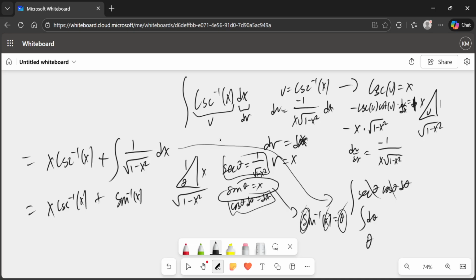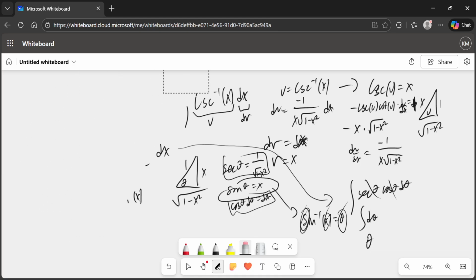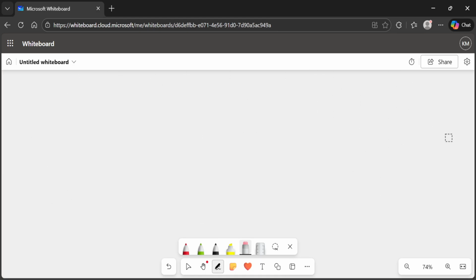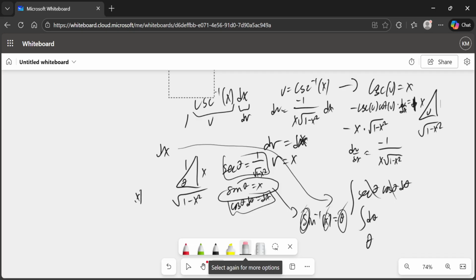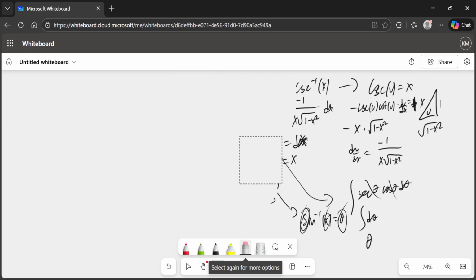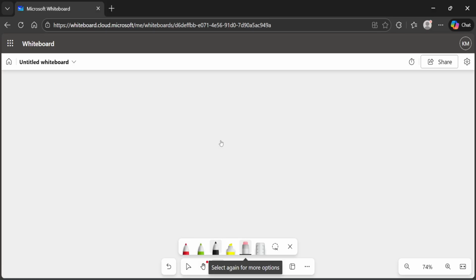Okay, are we good there? Do you guys want me to do secant inverse x? It's going to be the same thing, I suspect, just a few things flipped. Okay, are we good? Any questions? I can put this back up. Do we have any questions? No, not really. I think that's good. Okay, cool.